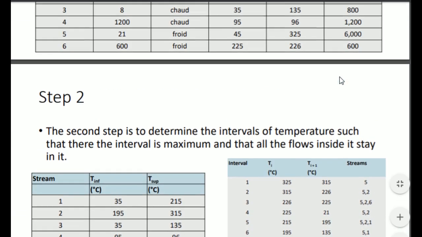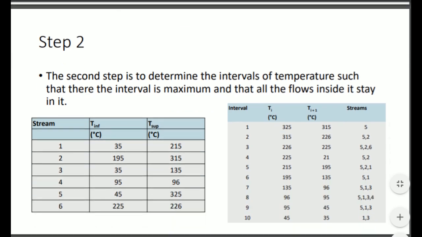Step 2. So the second step is to determine the intervals of temperature such that the number of intervals is maximum, so that you will not have two intervals that are useless, and that all the flows stay in it. So what do we do? First, we see what's the highest temperature in our sheet. So here we can see that it's 325 in the stream 5. So we put it here.